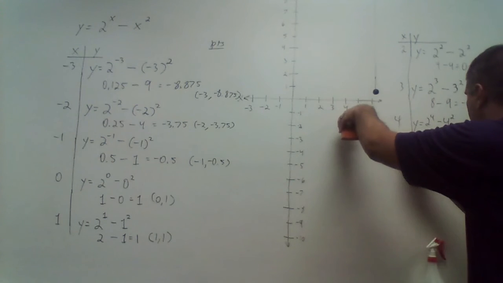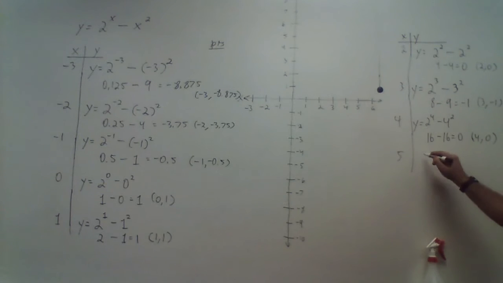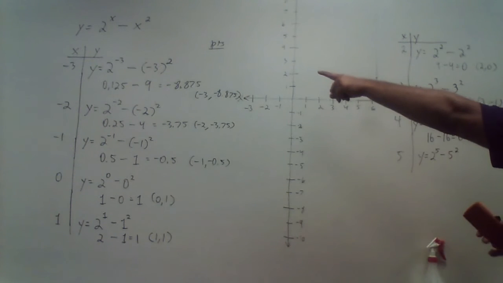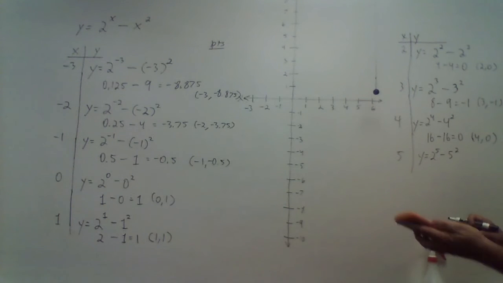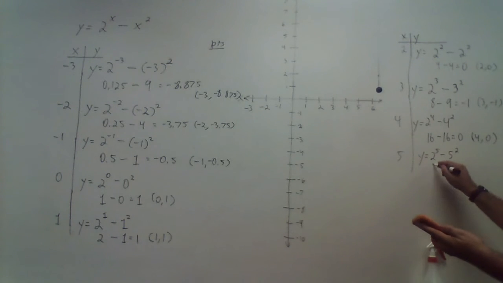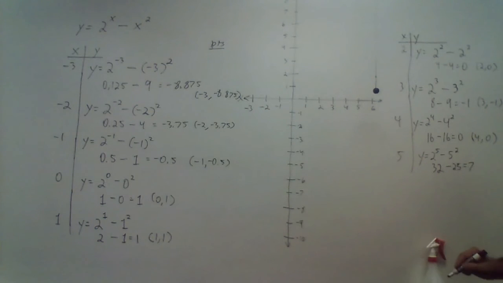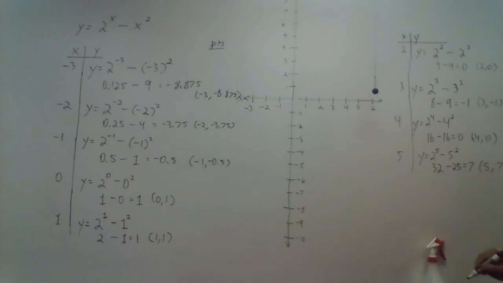Next step, I will do 5. Okay? So y will equal 2 to the 5th power minus 5 squared. Everywhere where I see an x in the original equation, I'll replace with 5, to the 5th power. And my calculator would tell me the same thing. 2 to the 5th power, 2 generic power button 5, is 32. 5 squared is 5 times itself, which is 25. That's 7. Okay, so the point now will be x coordinate 5, y coordinate 7.